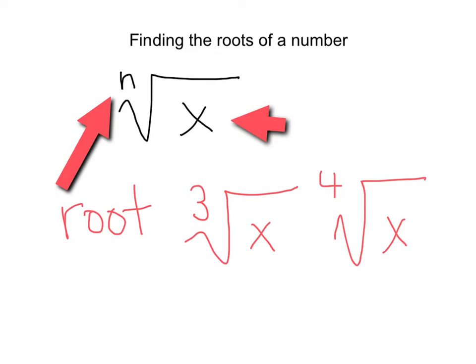And so you'll see on a calculator that when a square root is taken, instead of putting the little 2 for the root number, oftentimes that's just understood to be a 2. So if you see the square root symbol, actually the 2 is not written, but it's understood to mean square root.